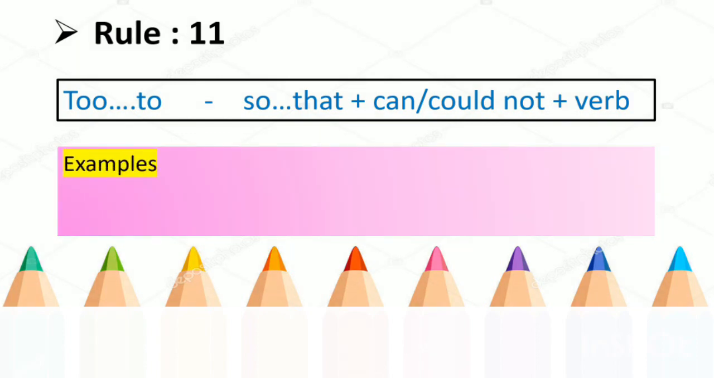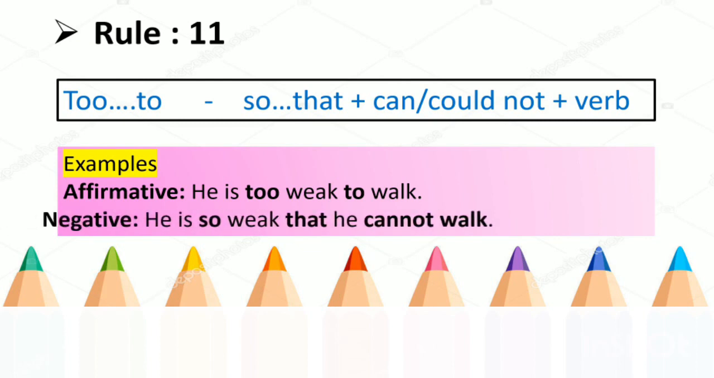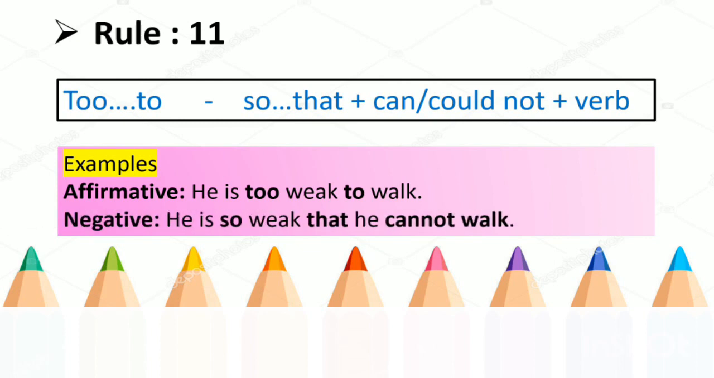Affirmative sentence, he is too weak to walk. In this sentence you do not find any negative word, but still it means that he is so much weak, he is very weak, and therefore he is not able to walk, and that's why we have used so that and cannot. So the negative sentence becomes: he is so weak that he cannot walk. So in affirmative, he is too weak to walk, and in negative, he is so weak that he cannot walk. Both have the same meaning.